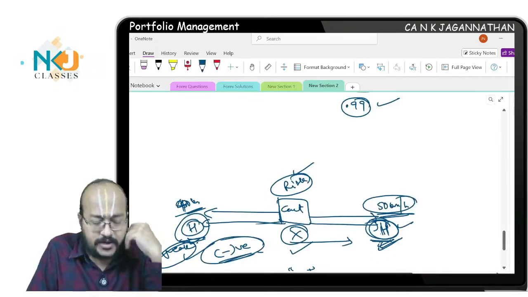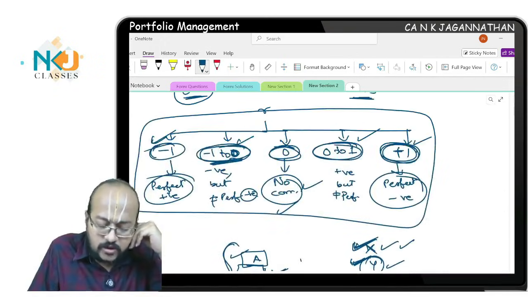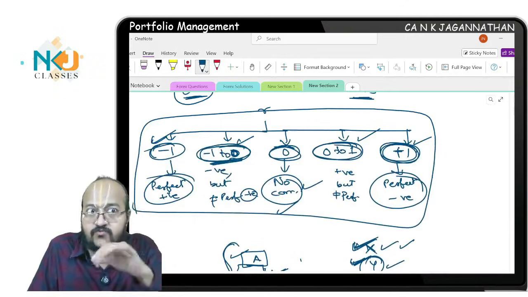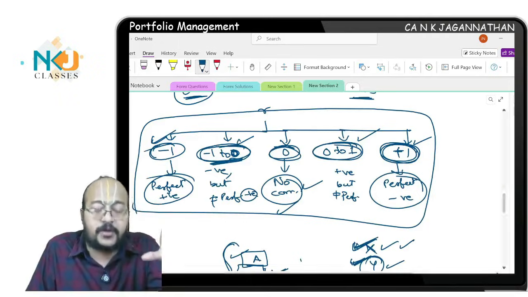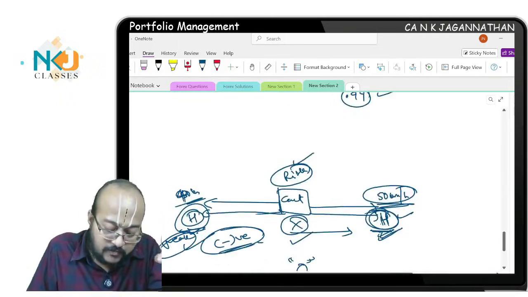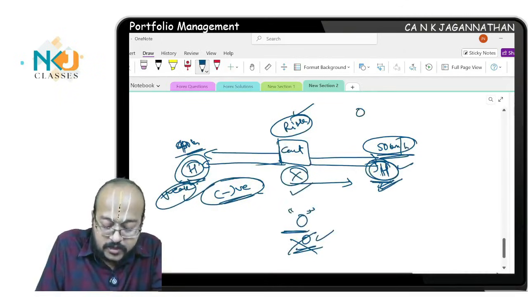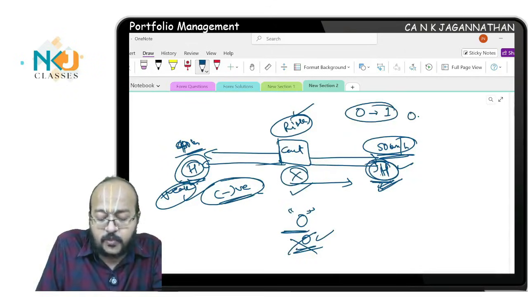Now the next question. No correlation, 0 correlation, is not at all discussing. 0 to +1. What happens? This is the main discussion. When the correlation is positive, but not perfectly positive, 0 to +1, I can say the correlation is 0.75.